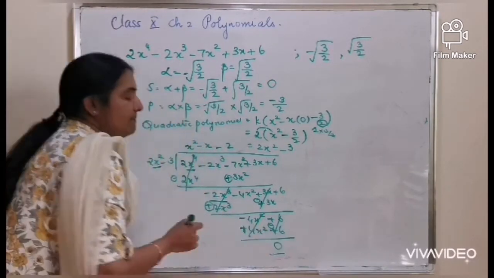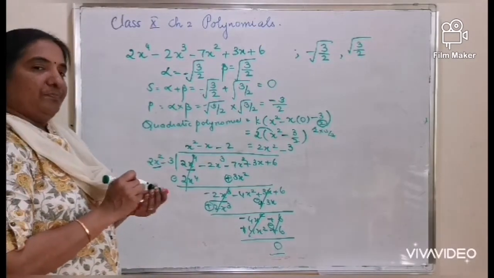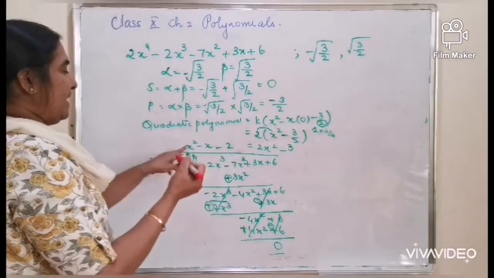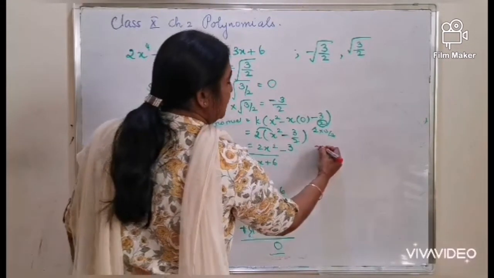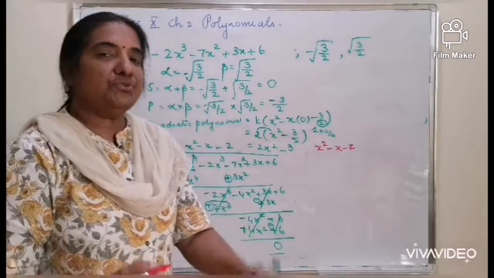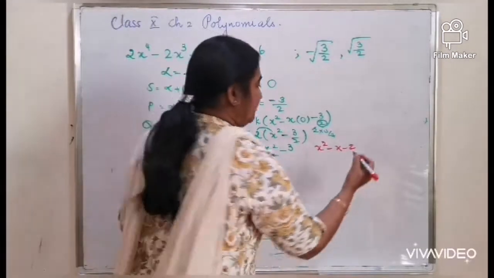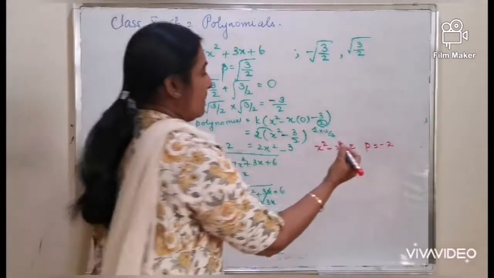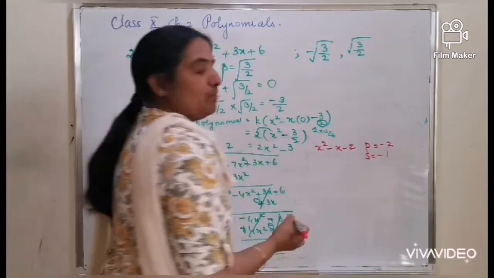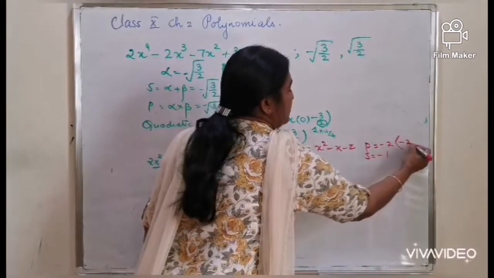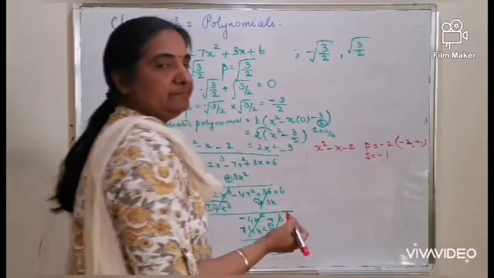The remainder became 0. Now you got the polynomial x square minus x minus 2, which is going to give you the remaining two zeros by splitting of middle term. Product is equal to minus 2. Sum is equal to minus 1. The factors are minus 2 and plus 1.